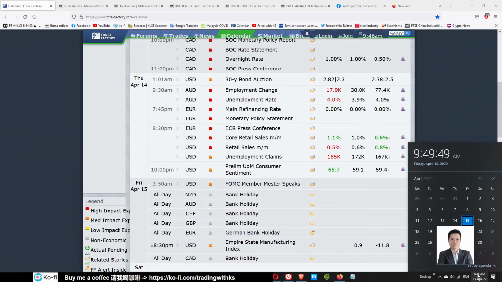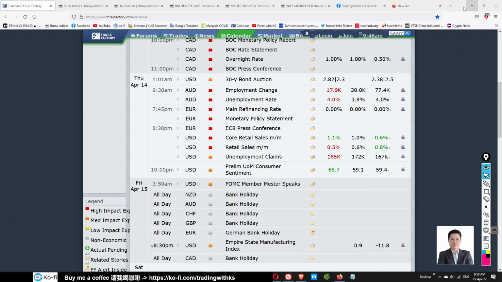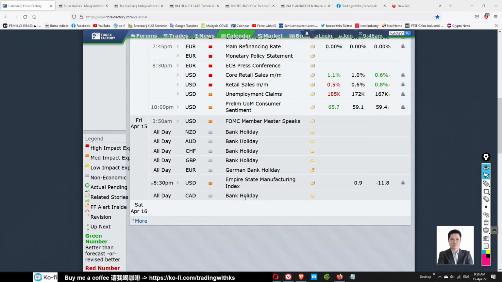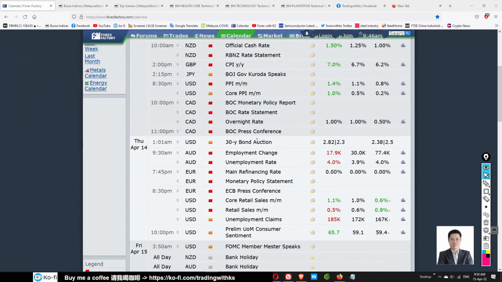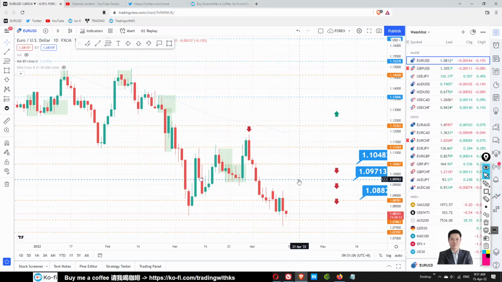Of course today we have a lot of bank holidays in New Zealand, Australia, Switzerland, and Germany, coming for the Easter holiday, right? So coming to Easter Sunday, today the market will be a little bit quiet. Nonetheless, we just take a quick look at the market, see what is going on.